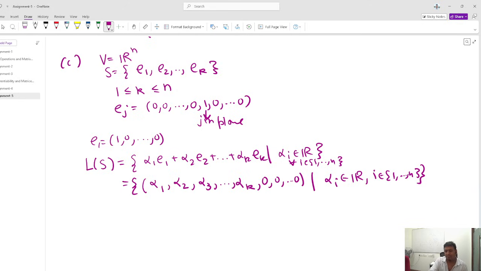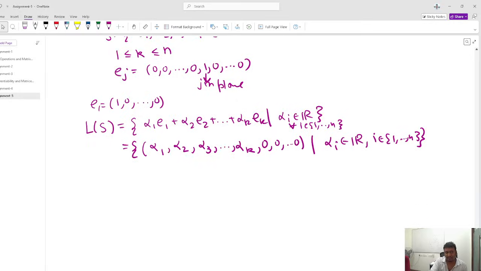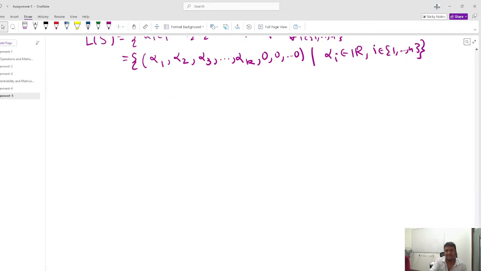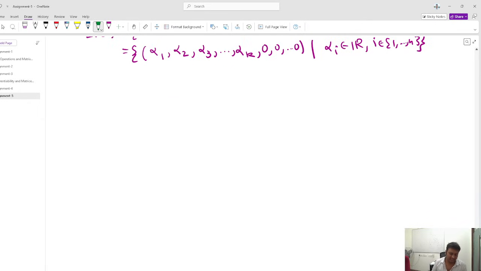You can actually give a better description, but for that you need to learn linear operators better. Then we will see what is a better description of this. Okay, now the final problem. So what is the final problem?